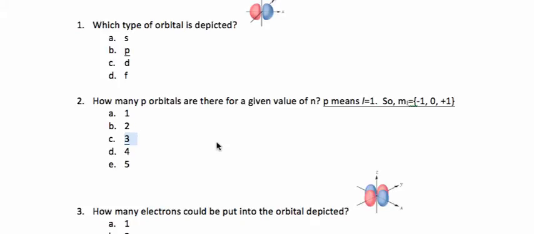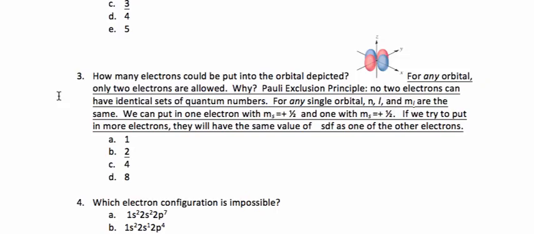And remember, m sub L gives you the direction of the orbitals. So every p orbital looks like a set of dumbbells, but you can imagine a set of dumbbells pointing along the x-axis, the y-axis, or the z-axis. So that's 3 different ways of pointing. We've got 3 different orbitals, 3 different values of m sub L. Okay, so enough about that one.